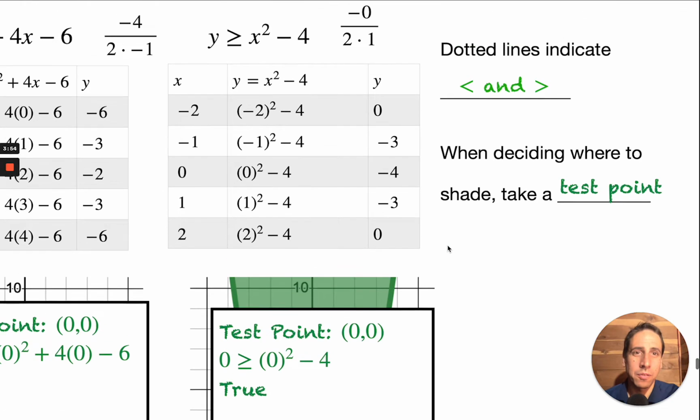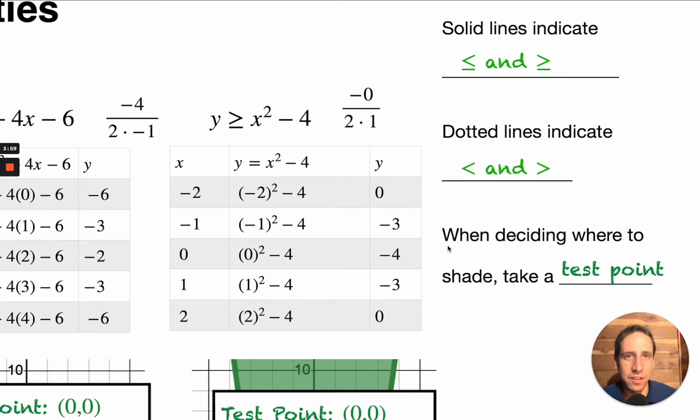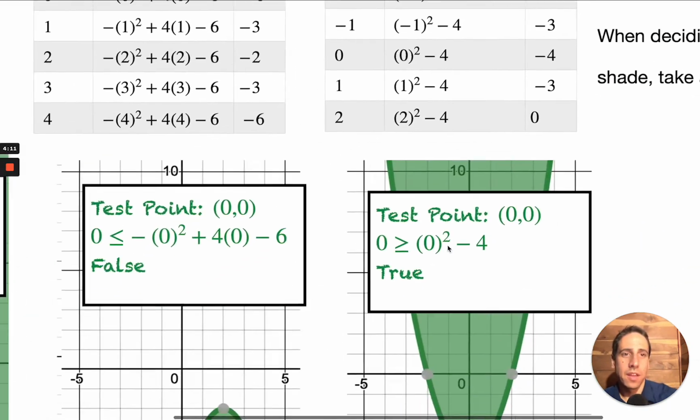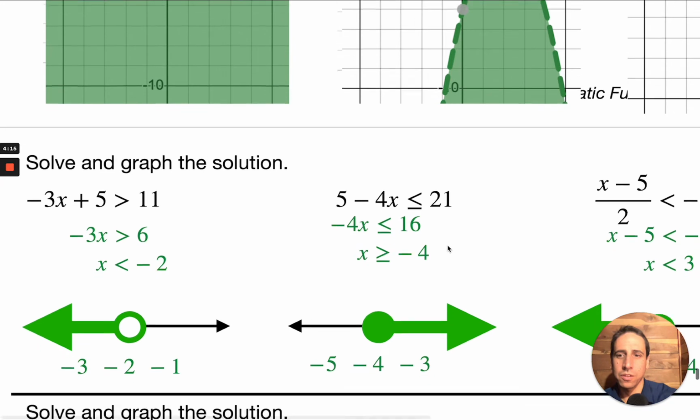Big ideas here would be solid lines indicate the less than or equal to symbol and the greater than or equal to symbol, and dotted lines or dotted curves indicate less than and greater than. And when deciding where to shade, just take a test point and then shade accordingly. Now, here's a little review.